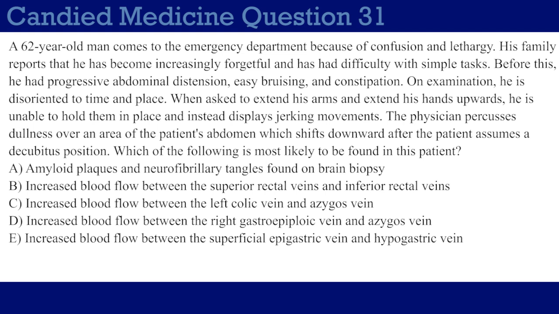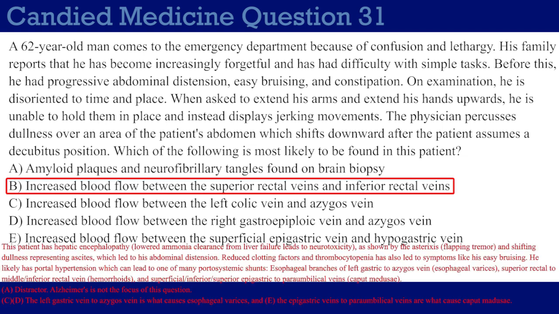Another big one, and the correct answer choice here, is the shunt between superior and the middle or inferior rectal veins, which is choice B here, which can result in hemorrhoids. You'll note that in the question I did in fact write that he has had constipation.